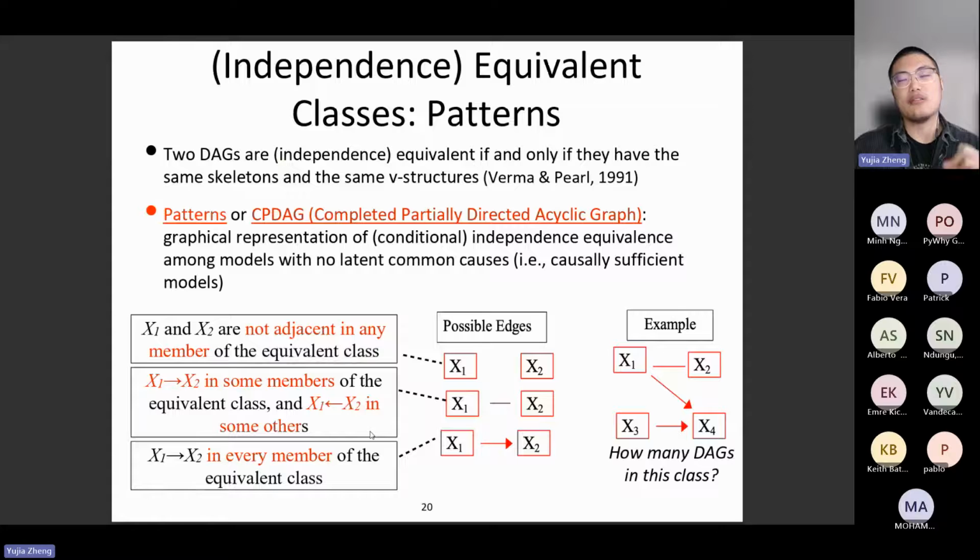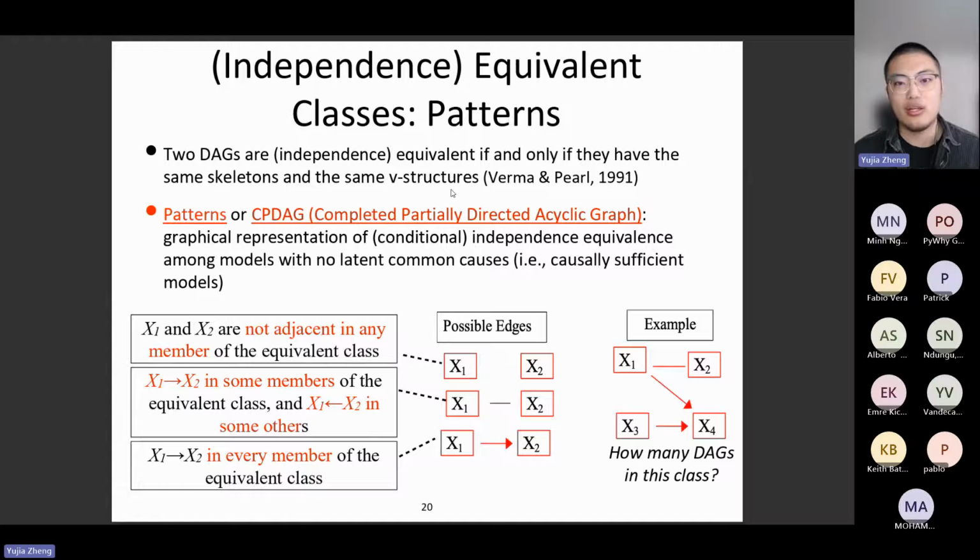However, the output of the PC algorithm, or all the constraint-based algorithms, is not a directed acyclic graph. It's actually a CPDAG, which means that it only consists of Markov equivalence classes. According to the definition, two DAGs are Markov equivalent if and only if they have the same skeleton and the same v-structures. So we can see that for some edges, the directions are not unique.